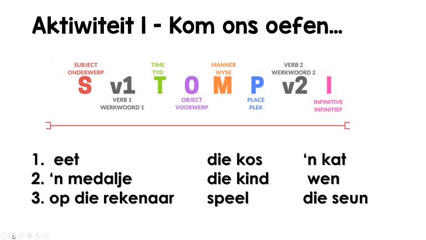Let's look at 3 examples where the subject, the object and the verb are scrambled. Let's keep Stompie in mind. Nummer 1. Eet, die kos, 'n kat. Kan jy hierdie dele van die sin in die regte volgorde skryf? Can you arrange the verb, the subject and the object in the correct order? Nummer 2. 'N medalje, die kind wen. Once again, can you put the verb, the subject and the object in the correct order? Nummer 3. Op die rekenaar, speel, die seun.